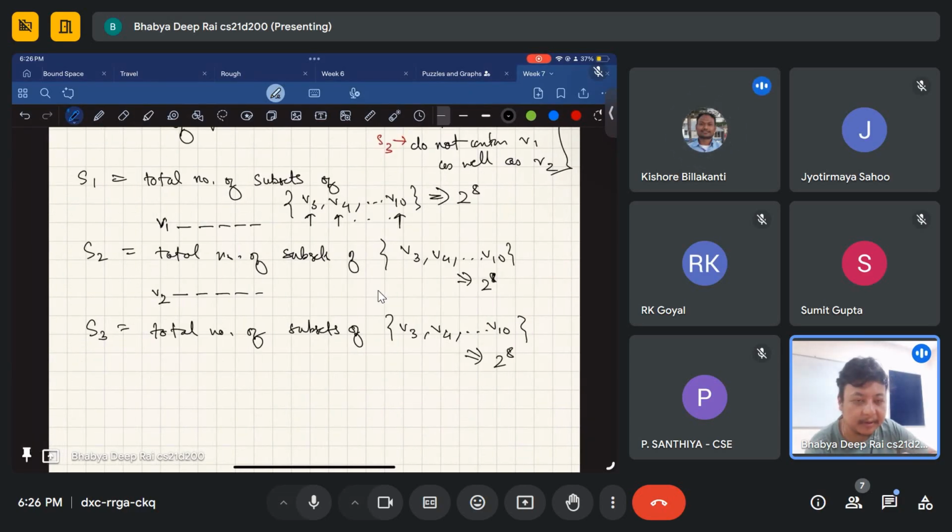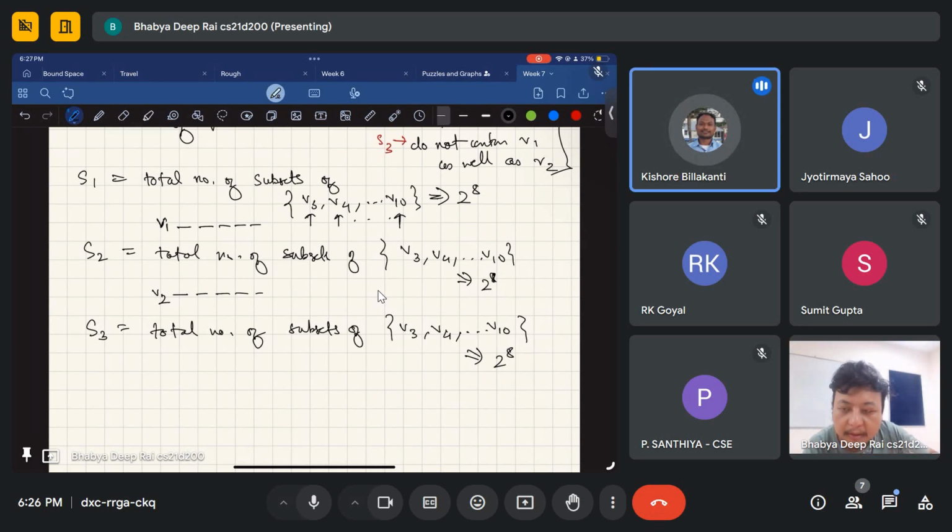There is some problem here. Yeah, Kishore. Probably, I think for S2 or S1, right? See, number of vertices are 10, and as per S1, V1 should not be available. Then it should be 10 minus 1, which is 9. It should come, right?